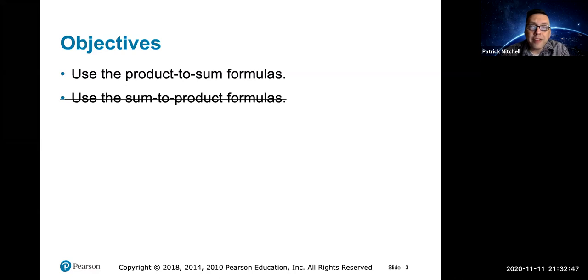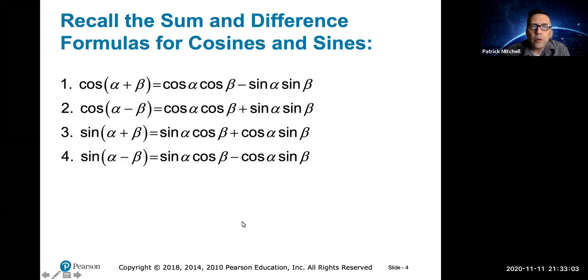I want to emphasize that these are formulas that you do not need to memorize. I don't have these formulas memorized. However, I will show you how I would derive them if I was ever stuck on a desert island and needed them. So these formulas come from the sum and difference formulas, which you'll recall from section 5.2.